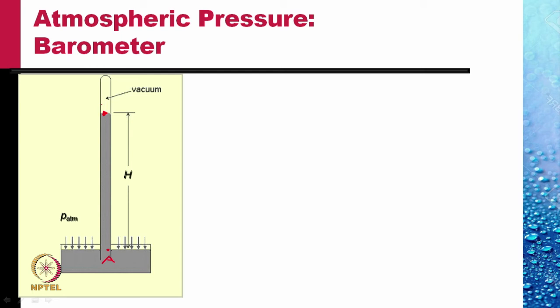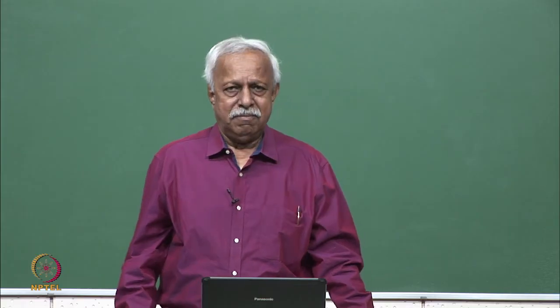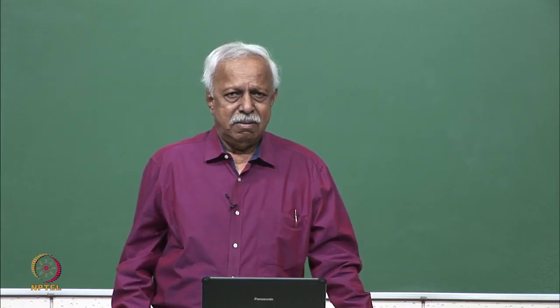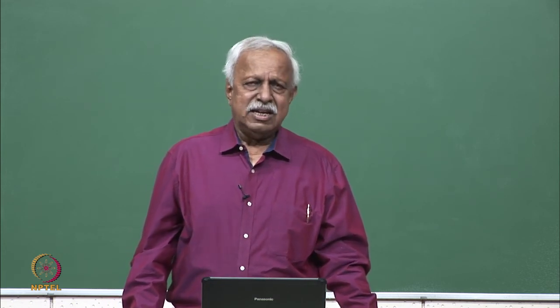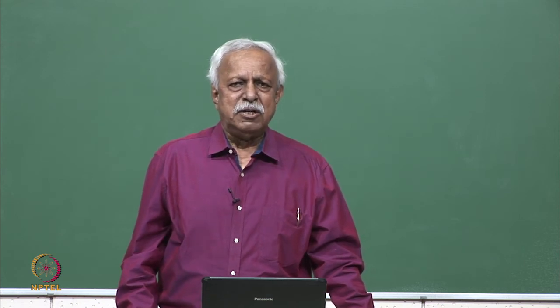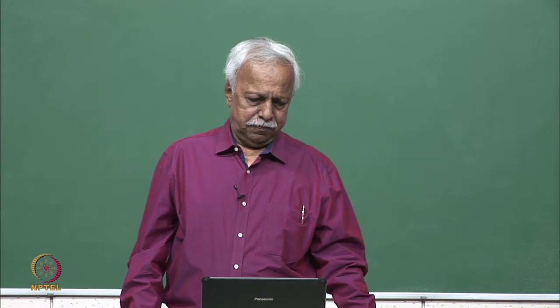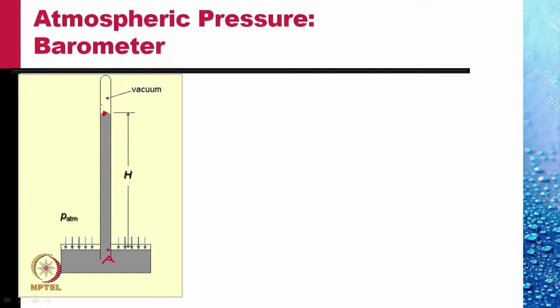Now the pressure at this point should be zero because it's vacuum. Actually, it will not be vacuum, it would be the vapor pressure of mercury at the given temperature. But that vapor pressure is quite low. So we can neglect this, and this can be treated as pressure zero, absolute zero. And therefore, the atmospheric pressure must be equal to rho g h, where rho is the density of the mercury. So if we know the value of h, we can measure the atmospheric pressure.